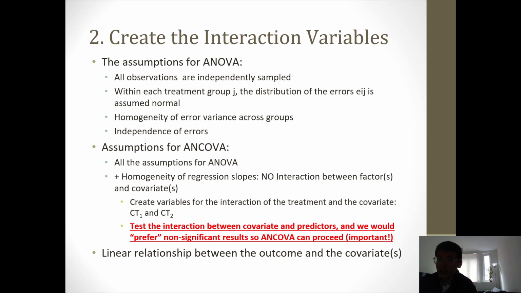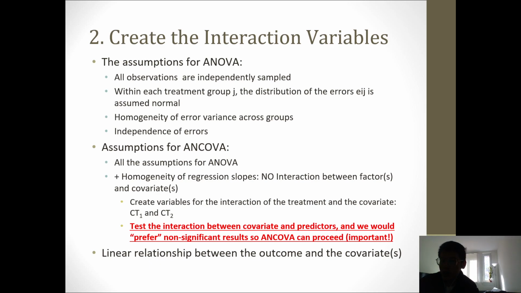Let's review the assumptions for ANOVA. All the observations are independently sampled, and within each treatment group j, the distribution of errors eij is assumed normal, so normality of the residuals in each group. Then there is homogeneity of error variance across groups, which is homogeneity of variance, and the independence of errors. You can see that it's similar to the regression assumptions, right?